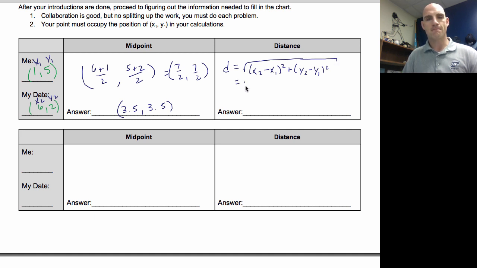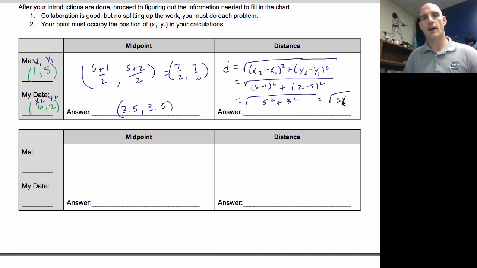So we've got 6 minus 1 squared plus, so 6 minus 1, 2 minus 5 squared is equal to 5 squared plus 3 squared, which is equal to the square root of 25 plus 9, which is 34. And that is actually already in reduced radical form. So my answer is square root of 34.